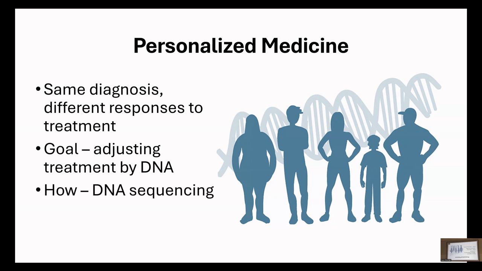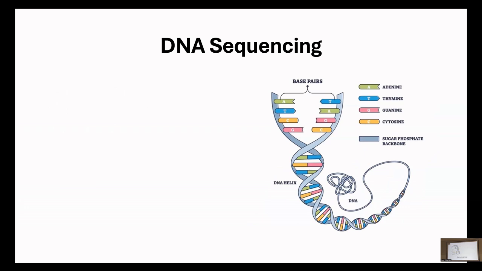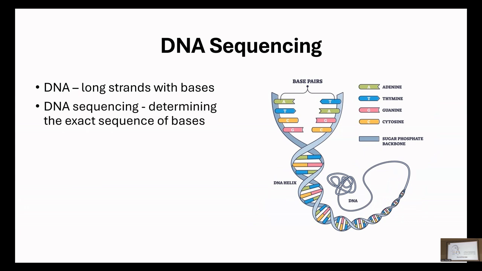And how can we do that? By using DNA sequencing. What is DNA sequencing? First, the DNA is two long strands with bases, which are in the shape of a helix. The DNA sequencing is to determine the exact sequence of these bases. So we need a rapid and accurate sequencing in order to have personalized medicine.